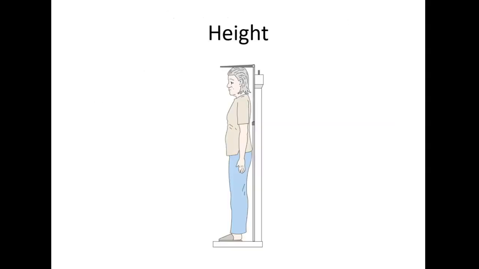This is height. So when you see that bar on the top, it should be at a 90-degree angle on the top of their head. And when they stand on the scale, they're going to stand facing away from the scale. If they don't have shoes on, you're going to put a paper towel down.